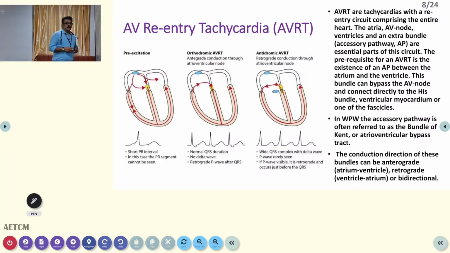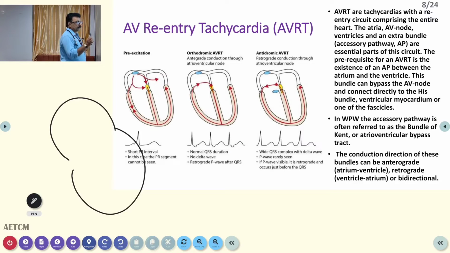AV re-entry tachycardia is another problem. You can see the heart here. Previously, what we have discussed is the re-entry inside the AV node. But here the re-entry occurs, this is the SA node, from normal it has to go like this. But due to some reason, there is an accessory pathway. Through this accessory pathway, it may go in this direction or sometimes it may go back in this direction. So both things can happen.